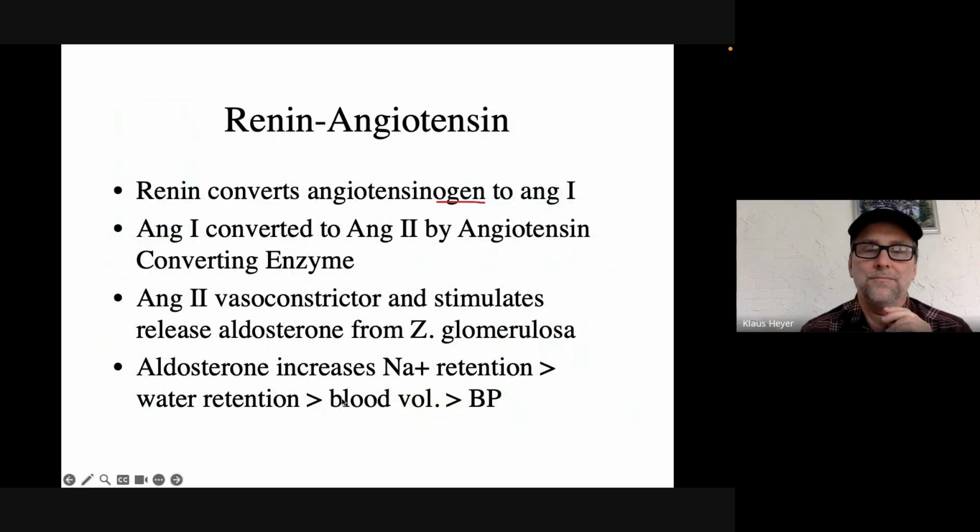So right here, before renin, what causes the release of renin? What starts this whole process? Low blood volume and low blood pressure, which is like the same thing. Low blood volume is low blood pressure.